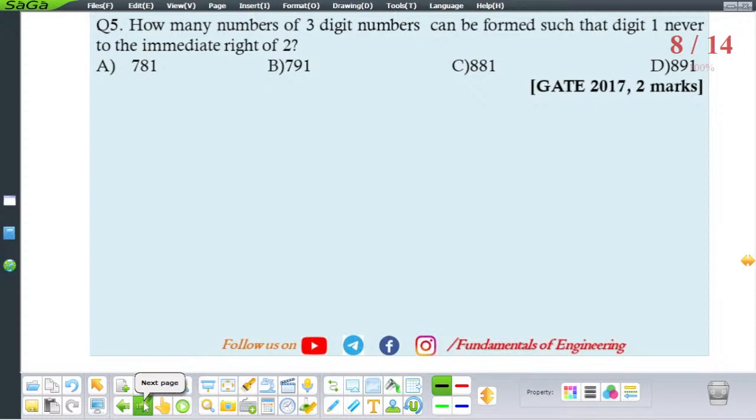Now the next question, an interesting one. Based on the words type 4 which we have solved, that was never together. Based on that, this is for the numbers which are never together. So what is the question? How many 3 digit numbers can be formed such that digit 1 is never to the immediate right of 2? Digit 1 never to the immediate right of 2. It is from GATE 2017 for 2 marks.